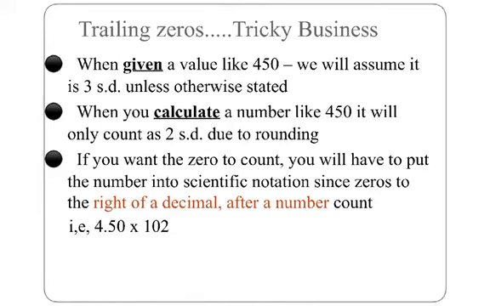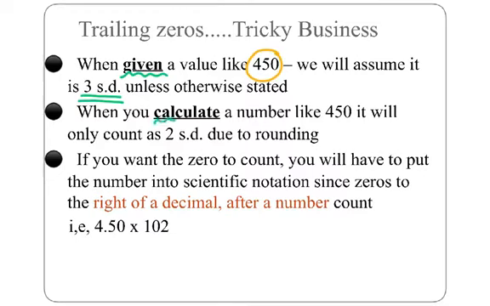The trickiest type of 0 is one where you have a nice whole number like 450. There are 2 things that can happen here. We're going to stick to some rules that are a little bit tricky, but we'll review them as we go. The first thing we have to consider is whether we have been given the number 450. If we're given the number 450, for instance, in a word problem, we're going to assume that the 0 counts. So this would be 3 significant digits.